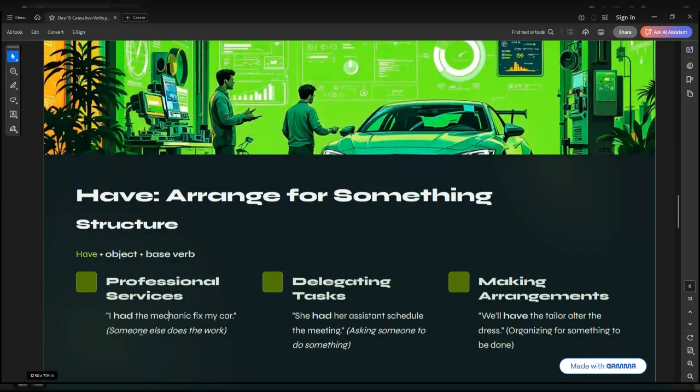As we are discussing, a causative verb means getting things done by someone, or forcing someone to do something. So this is an example of someone else doing your work. The second one is delegating a task, which means asking someone to do something.